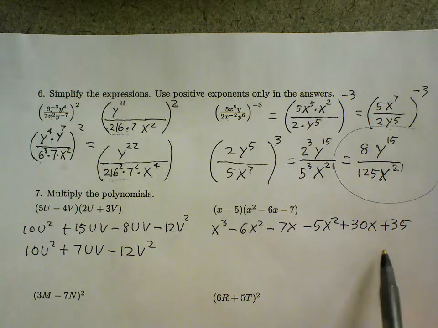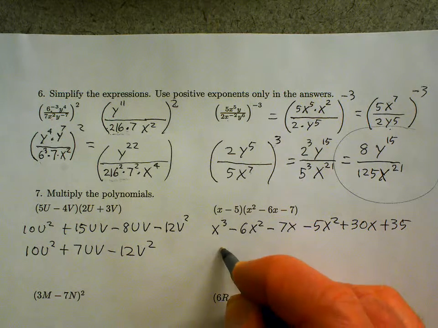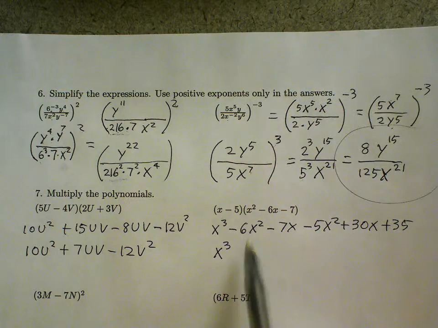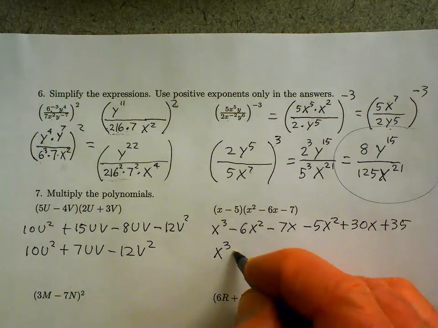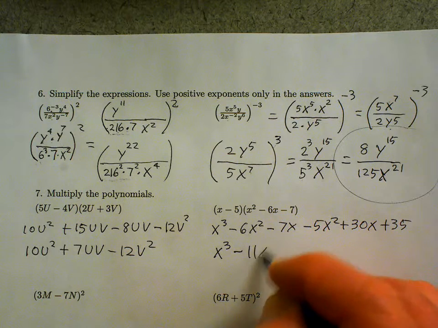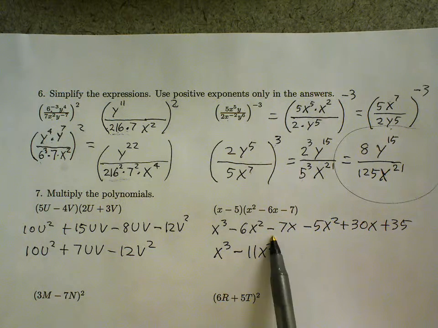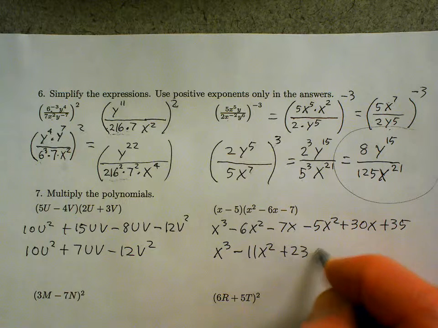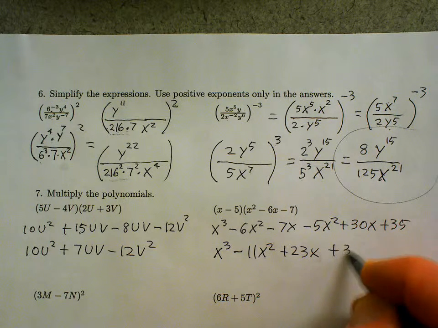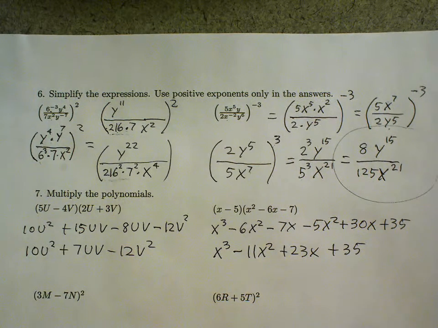And then the last thing, combine like terms. There's only one x to the 3rd term. We have minus 6x squared minus 5x squared, which is a total of minus 11x squared. Minus 7x plus 30x is plus 23x. And then plus 35. This is as far as we can simplify that.